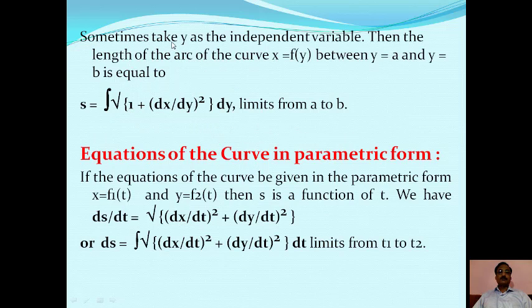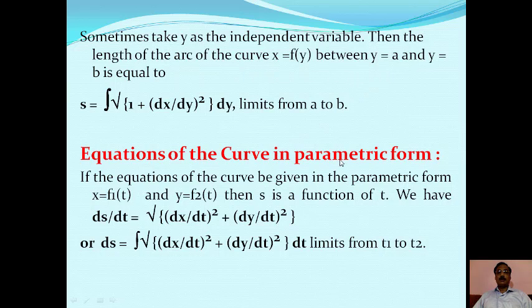Sometimes we take y as the independent variable. Then the length of the arc of the curve is given by x equals f(y), in place of y equals f(x), with limits y equals a to y equals b. s equals the integral from a to b of root of 1 plus (dx over dy) squared dy. This is the Cartesian equation of the length of the curve.